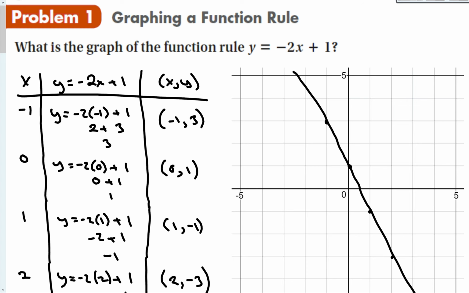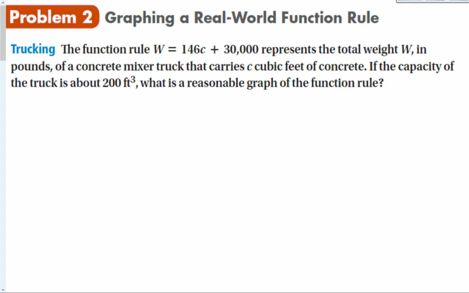But when I have a real-world situation like this function rule, W is equal to 146C plus 30,000, which represents the total weight in pounds of a concrete mixer truck that carries C cubic feet of concrete. So my input into this function is going to be cubic feet of concrete. It doesn't make any sense for me to say this truck is going to carry negative 20 cubic feet of concrete, right?